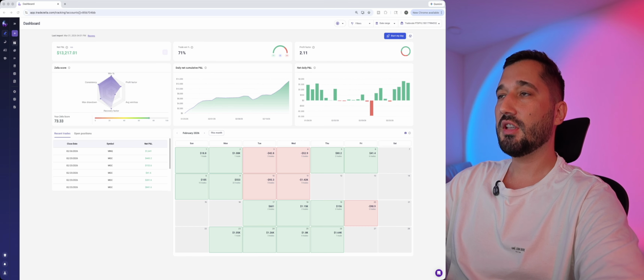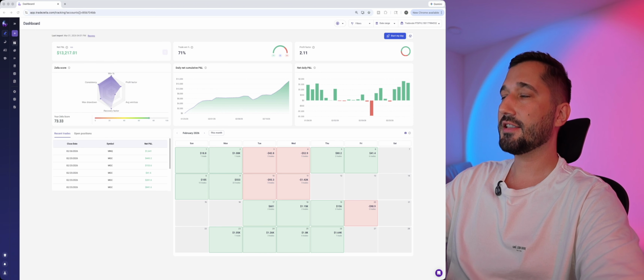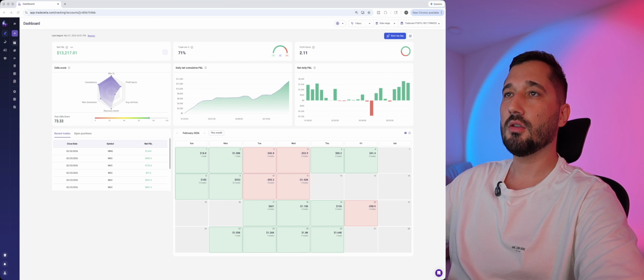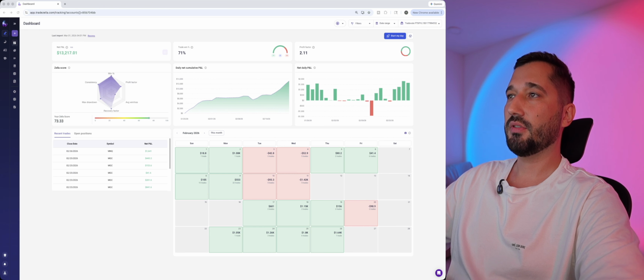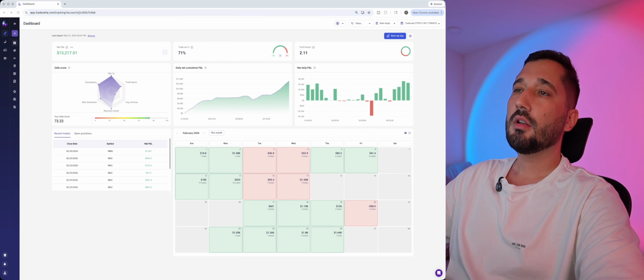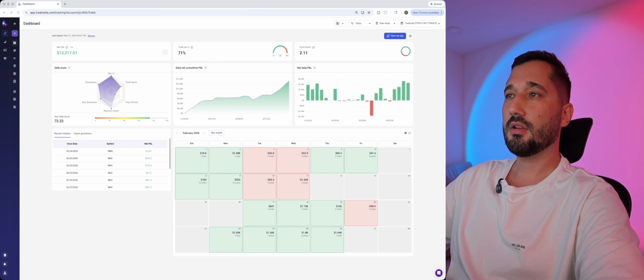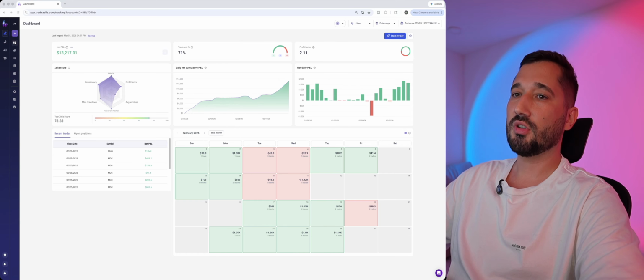This is just one 150k account. It's not combined, not scaled, just one 150k account. Net P&L for 1 month, 13,000. Win rate, 71%. Profit factor, 2.11. Take a look at this P&L curve. Beautiful, going up. No huge drawdowns.